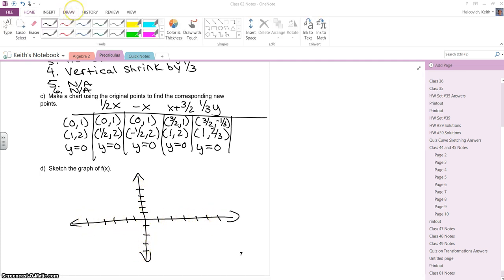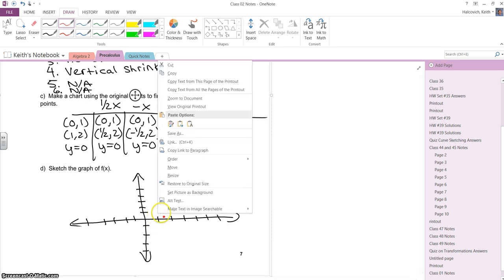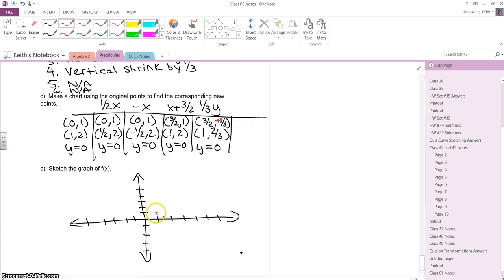So 3/2 and negative 1/3. So 3/2 is halfway between there, and negative 1/3 is, actually, sorry, it should be positive 1/3. I don't know where I got negative from. Positive 1/3 is right here. 1 and 2/3. So here's 1 and 2/3 would be almost there. Almost there. y equals 0 is the asymptote here.